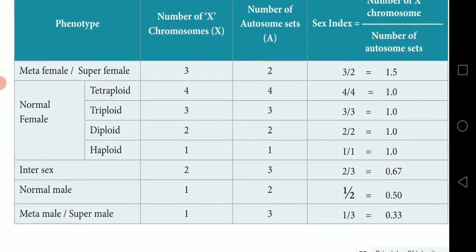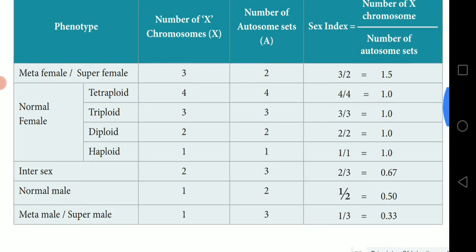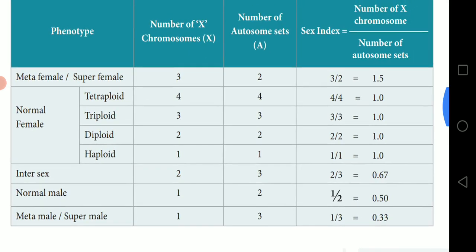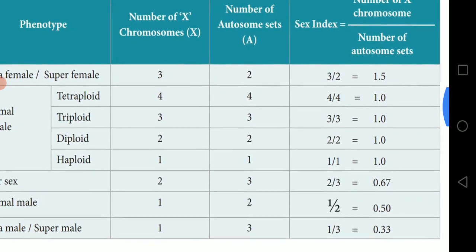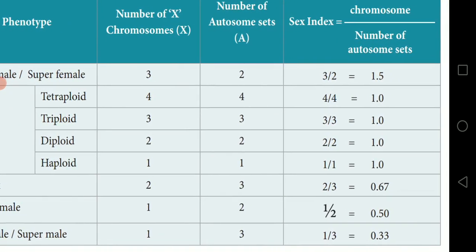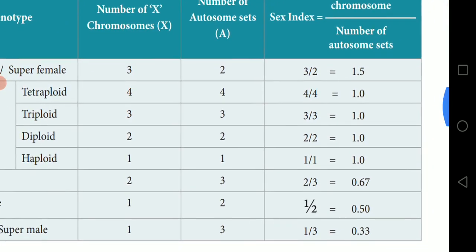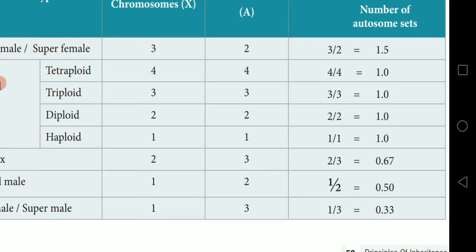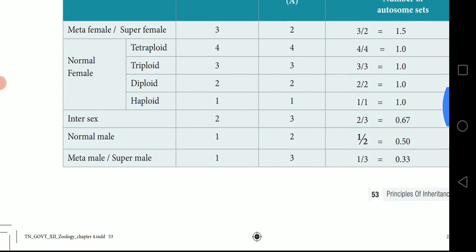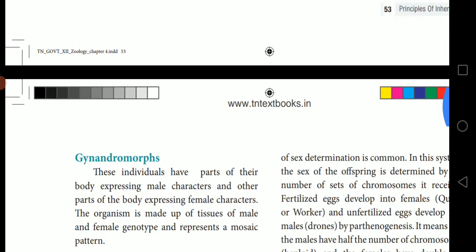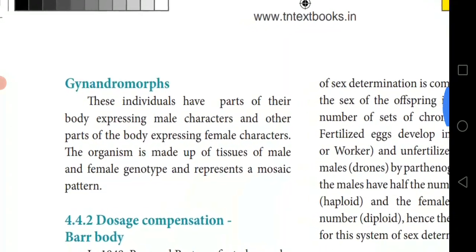For example, they'll give you the meta female or super female, with the number of X chromosomes 3 and the number of autosomes 2, and ask you to find out the sex index. 3 by 2 is equal to 1.5. In this case, they'll ask you one word. Just learn this.